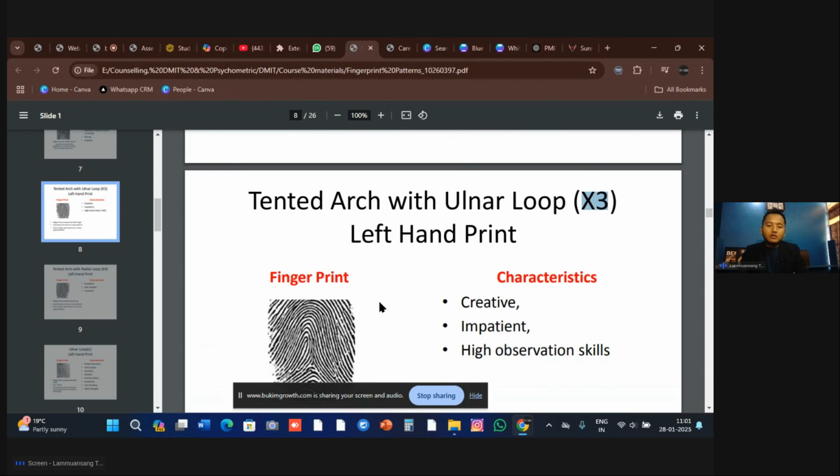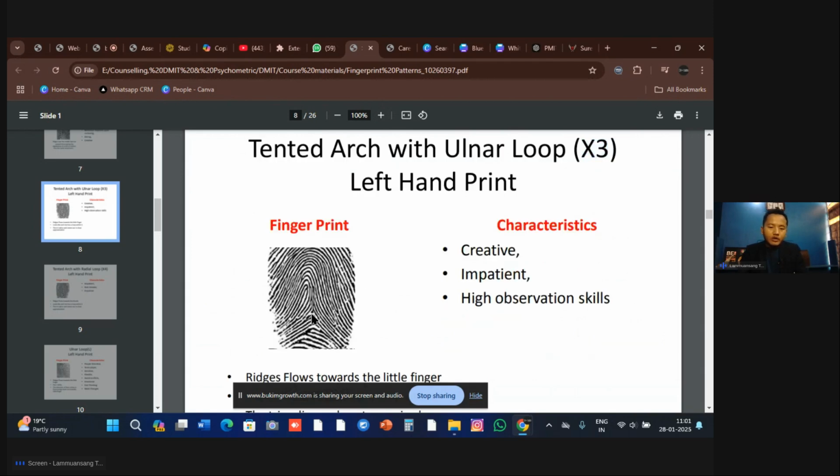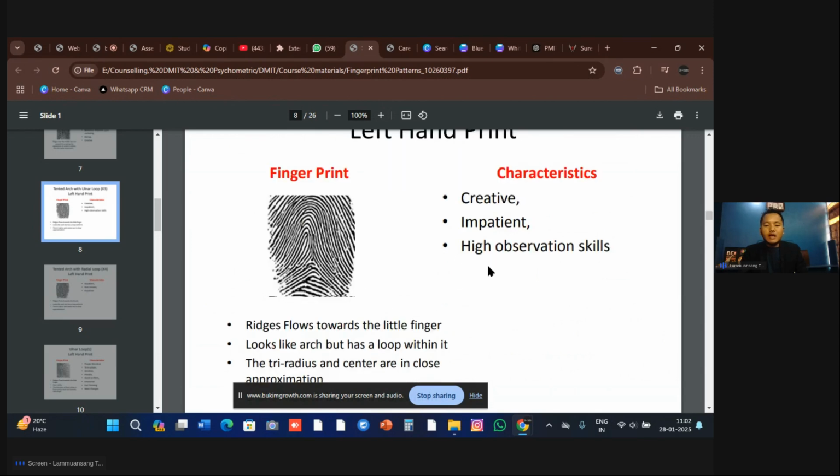Remember, what am I talking about, lesser than 5? When you start counting from tri-radius to the center, it will have ridges, the lines which we call ridges. You will get lesser than 5. Whenever the line count is lesser than 5, it belongs to x3 or x4. Got it, right? If it is lesser than 5, between the center and tri-radius lines, always x3 or x4. Write it down somewhere, you will forget later on. These people are creative, impatient, with high observation skill.